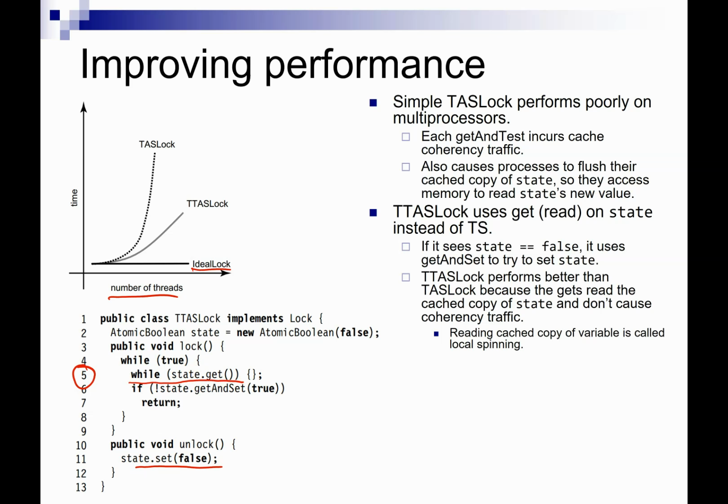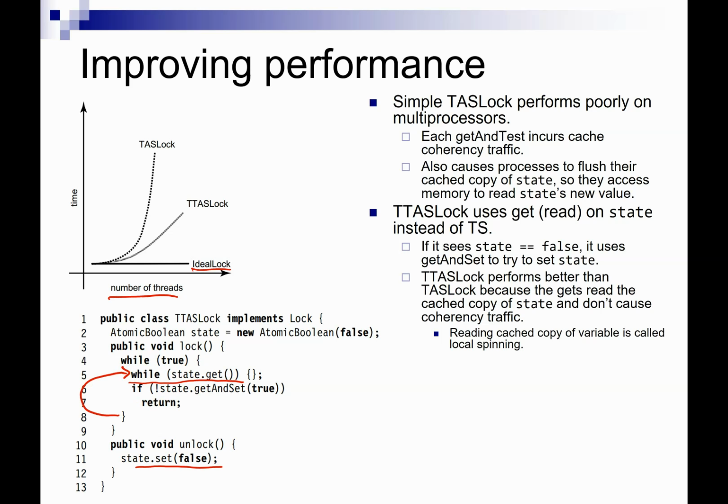As soon as I read false, I go on to line 6 over here, and I try to be the first one to set state to be true. I do the atomic get and set. If I am the first one, then I can enter the critical section. If I'm not the first one, then I have to go back to waiting over here. But again, when I wait, I only read, so that doesn't cause too much cache coherency.